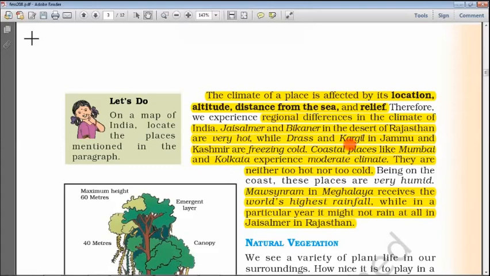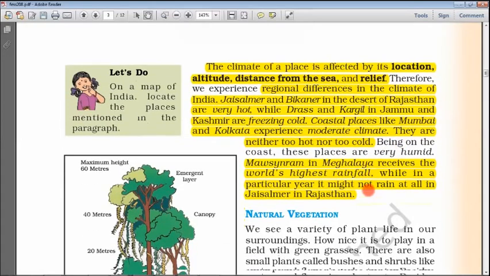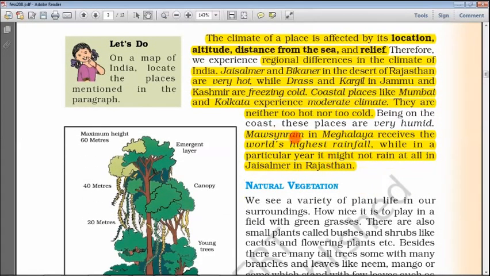Like in the deserts of Rajasthan, you have a very hot climate. In Jammu and Kashmir, you have freezing cold climates. In the coastal places, the weather is somewhat moderate, that is, it is neither too hot nor too cold. In Meghalaya, there is a place called Mawsynram, which receives the world's highest rainfall. And in a place like Jaisalmer in Rajasthan, even in the entire year, there might not be any rainfall. So such extreme climates are there in the country India.